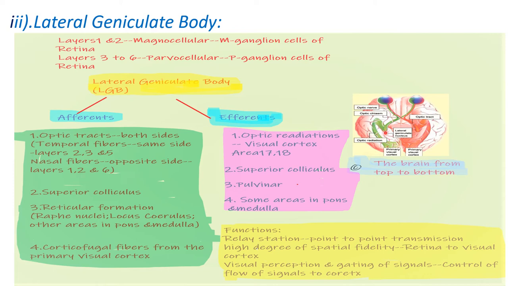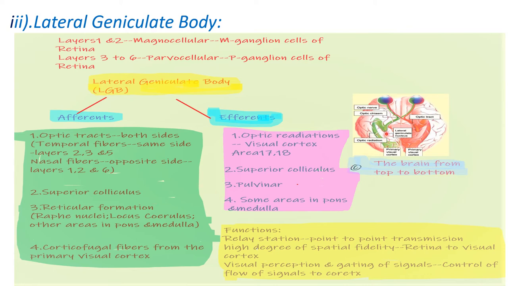Again, to repeat, it receives fibers via the optic tract, in which the fibers on the temporal side, that is from the same side, relay in layers 2, 3 and 5 of the lateral geniculate body, and the nasal fibers from the opposite side relay in layers 1, 4 and 6 of the lateral geniculate body. It also receives fibers from the superior colliculus.